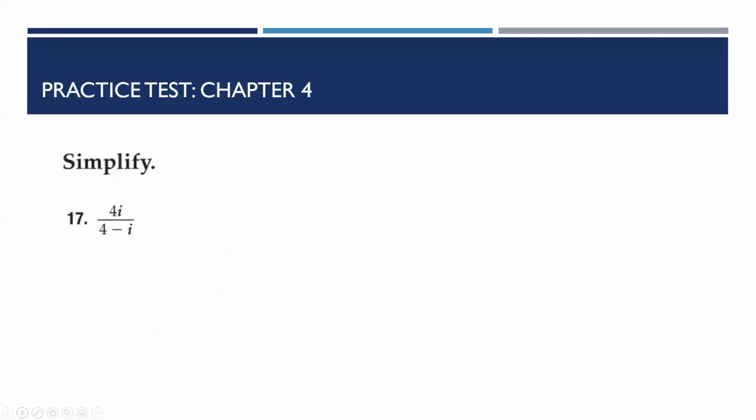All right, and then number 17, here it says to simplify, so we cannot have this in the denominator, right? So we're actually going to multiply the numerator and the denominator by 4 plus i.